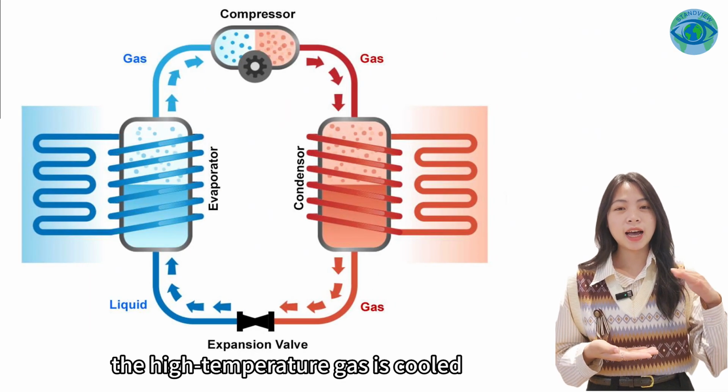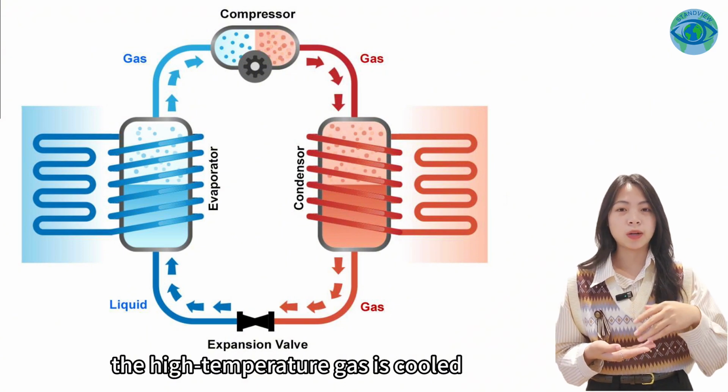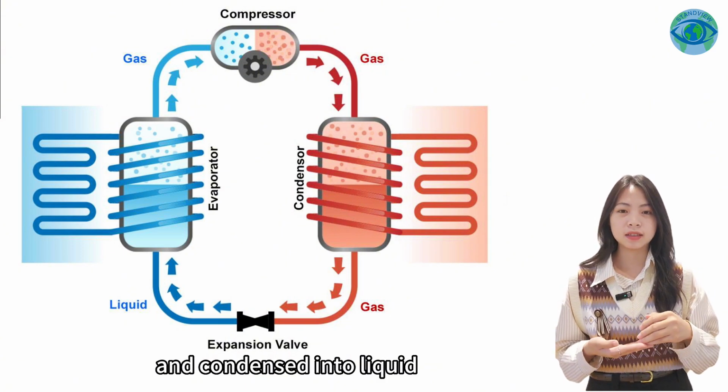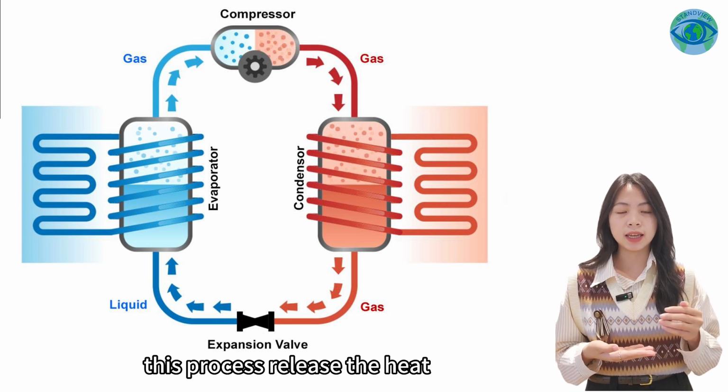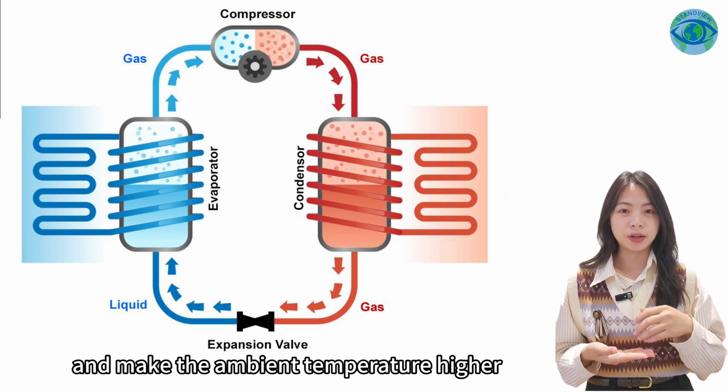Condensation. The high temperature gas is cooled and condensed into liquid. This process releases the heat and makes the ambient temperature higher.